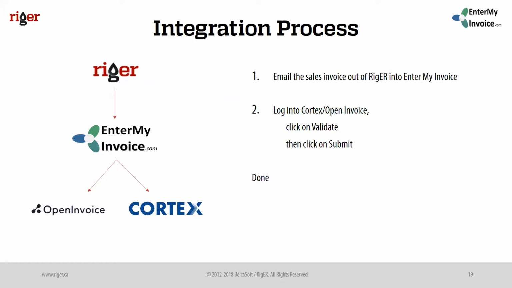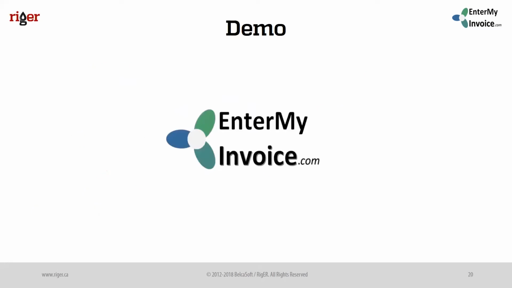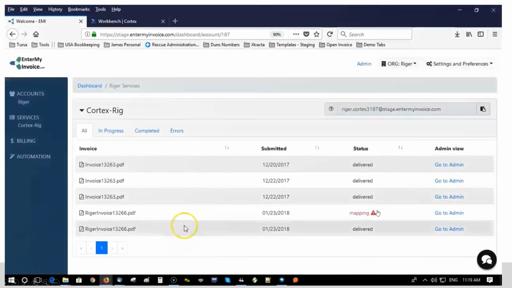What we've seen is some companies that are taking 20, 30 minutes sometimes to create the information into OpenInvoice and Cortex are now doing it simply by just emailing information in, and it's done within 30 seconds or less. So what we're going to do, there's a quick little demo here that we're going to run that will show our system in action. And I'm going to let the guys step in here and run this.